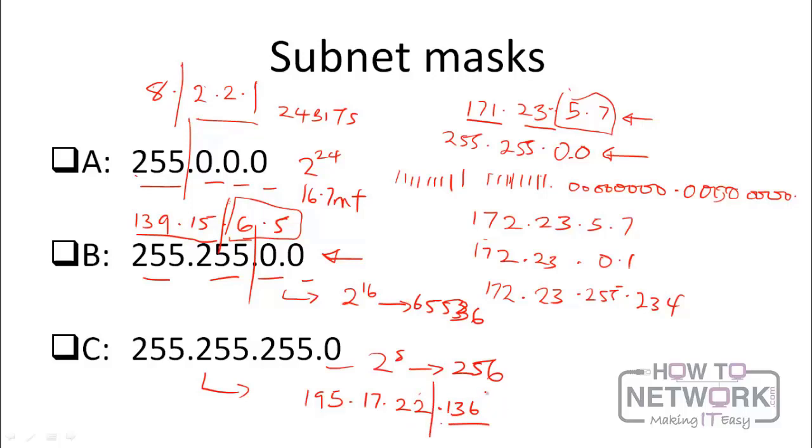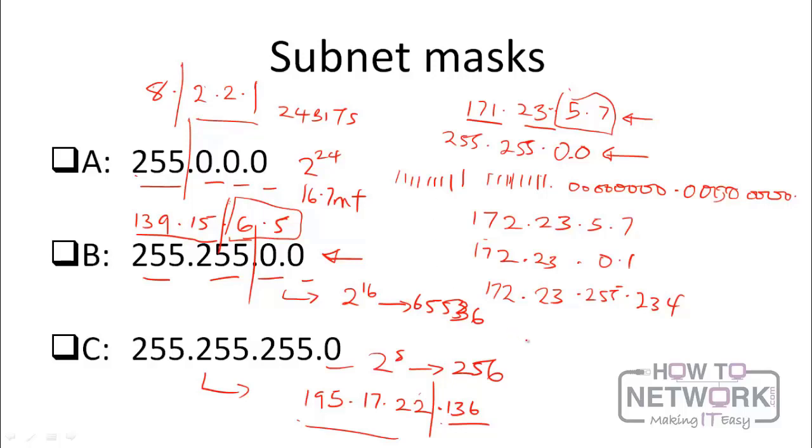So this is on the 195.17.22 network, but the host address is a 136. And what it also means is that you can communicate with any device that starts with the 195.17.22. So in general, for subnet masks, the core concept is that wherever you have a 1, it must match to be in the same network.